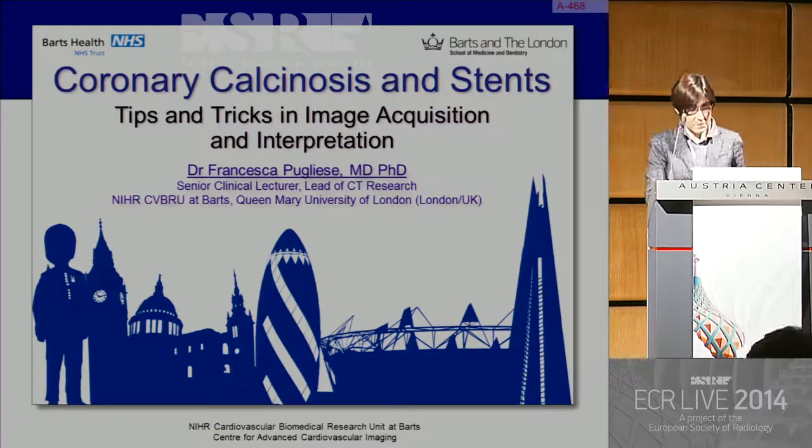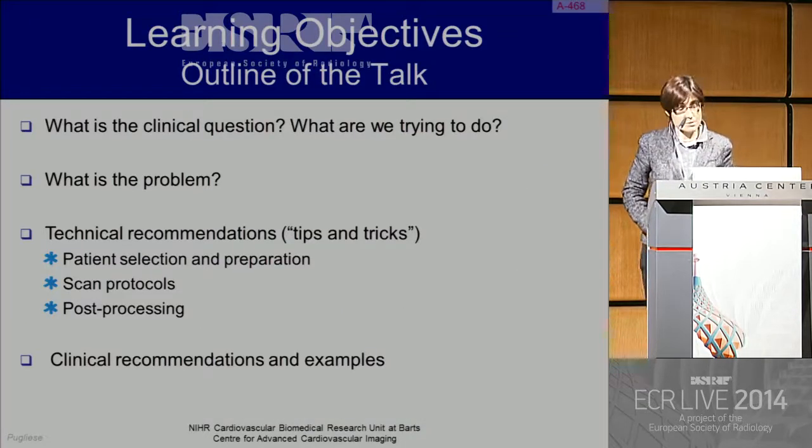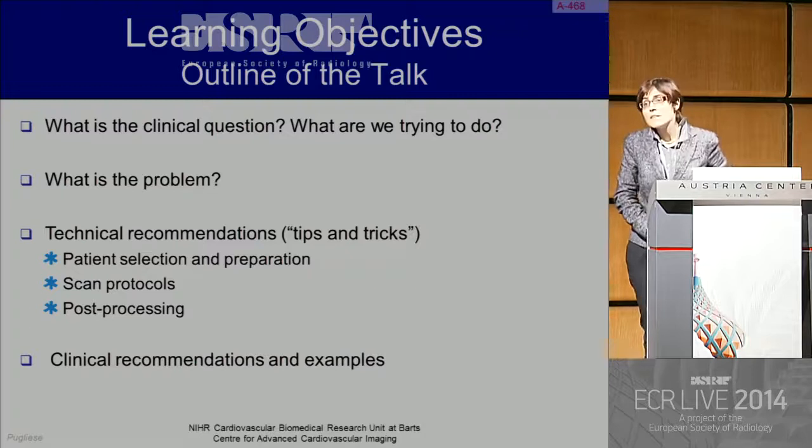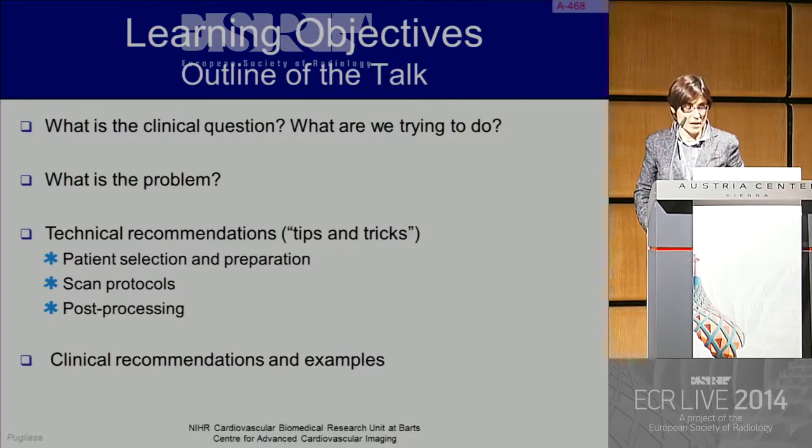So this talk will be about some recommendations in image acquisition and interpretation in patients with heavy coronary artery calcification and implanted stents. So I thought I would divide the talk into four main points. First, what is it that we are trying to do? What is the clinical question we are trying to answer? And what is the problem we encounter there, if there is any?